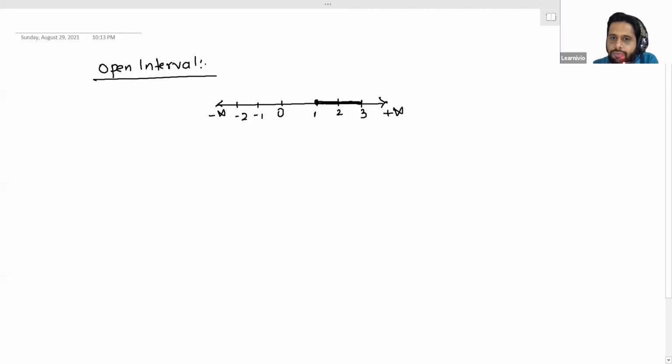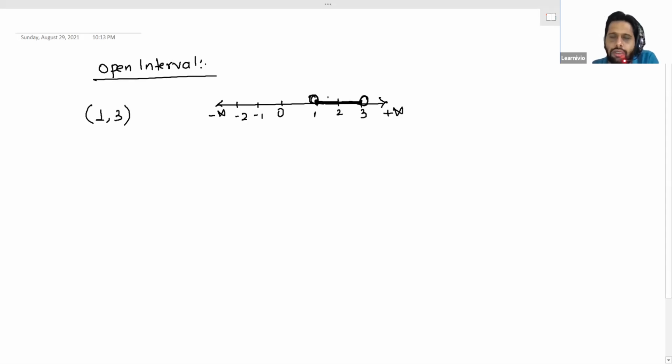So in the form of an interval, how can we write this? We'll mark this as follows. It means 1 is not included, 3 is not included. So an open interval can be represented as (1, 3), like this. So what does this represent? This means 1 is not included, 3 is not included, only the numbers between 1 and 3.